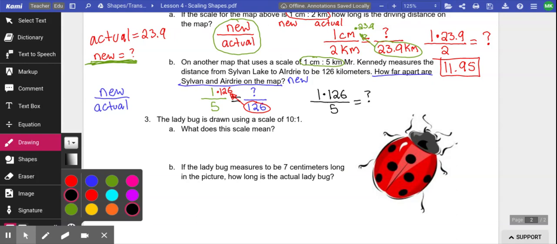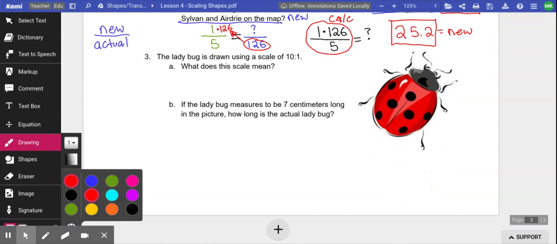If you wanted to write new instead of question mark, that's fine too. You put this part in your calculator. So calculate that, 1 times 126 divided by 5, and you get an answer of 25.2 is my new measurement on my map. So for us, it would be 25.2 centimeters. Awesome. Hopefully these calculations are starting to get a little bit more clear on what's going on. We'll do one more with the ladybug, and then you can try some practice.